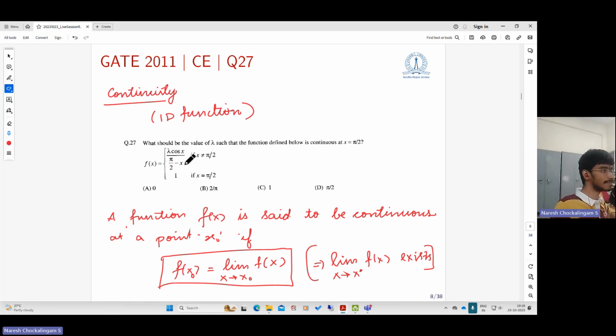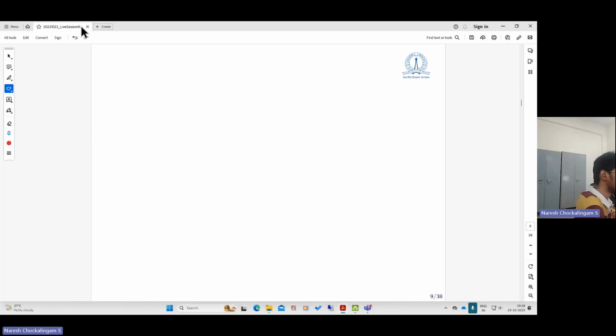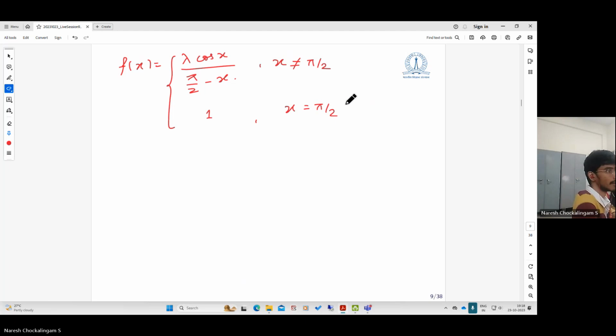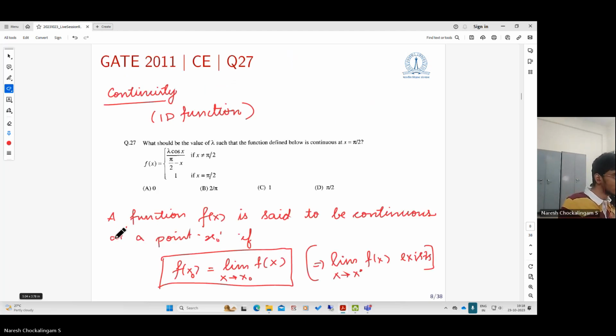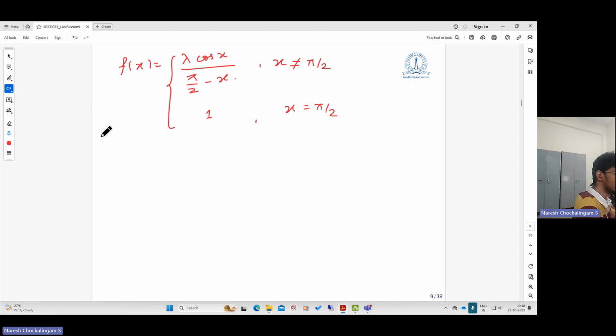Given this definition, let us examine the continuity of the given function. We are given f of x is equal to lambda cos x by pi by 2 minus x, if x is not equal to pi by 2, and it is equal to 1 if x is equal to pi by 2. So f of pi by 2 is 1, and f of x, if x is not equal to pi by 2, is the above function.